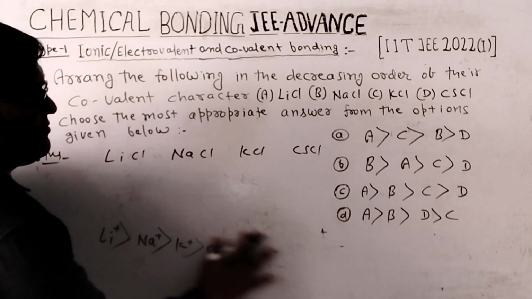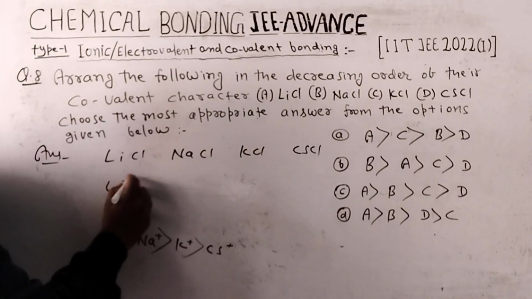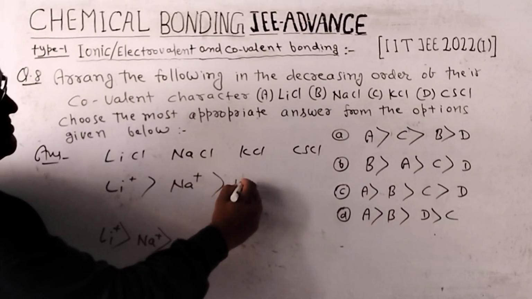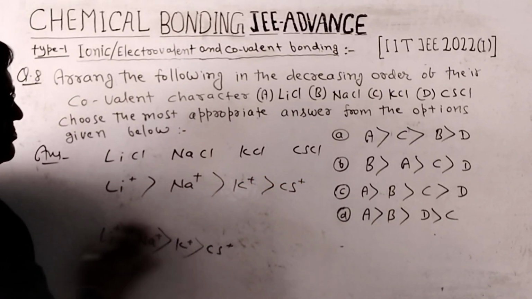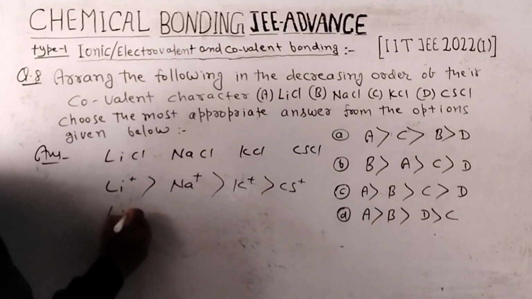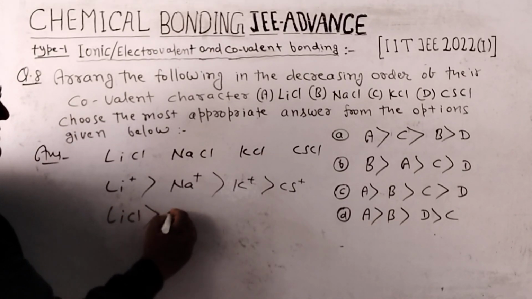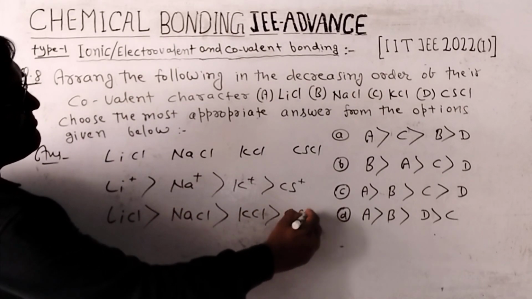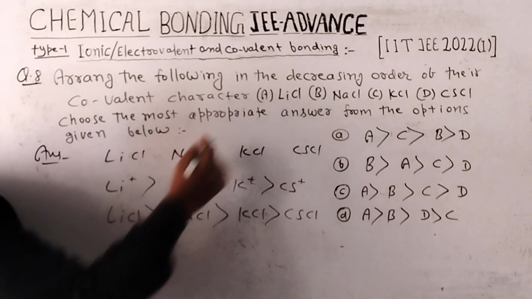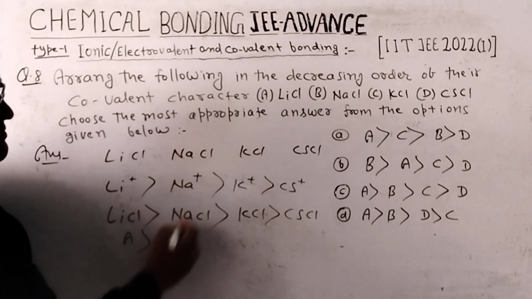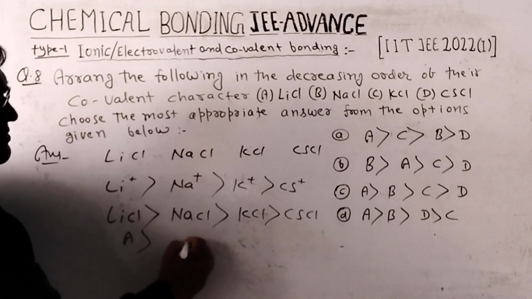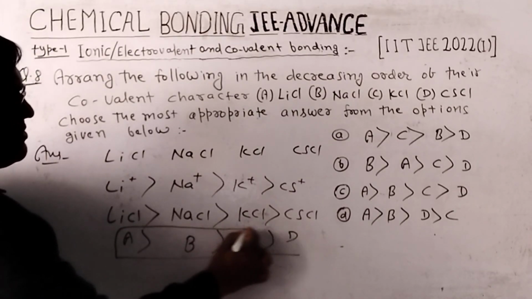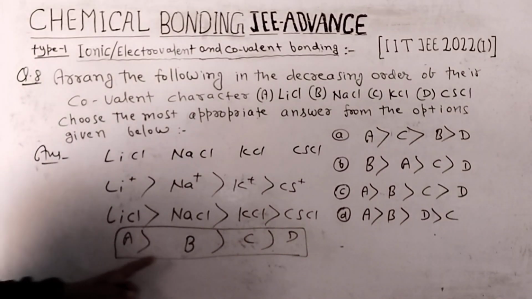Now we can apply lithium cation, sodium cation, potassium cation, cesium cation. So after applying, lithium chloride is more covalent, then sodium chloride, potassium chloride, cesium chloride. Now lithium chloride, option A, is more covalent than sodium chloride, option B, then C, then D. This is the order, and this order is the correct answer. So A, B, C, D.